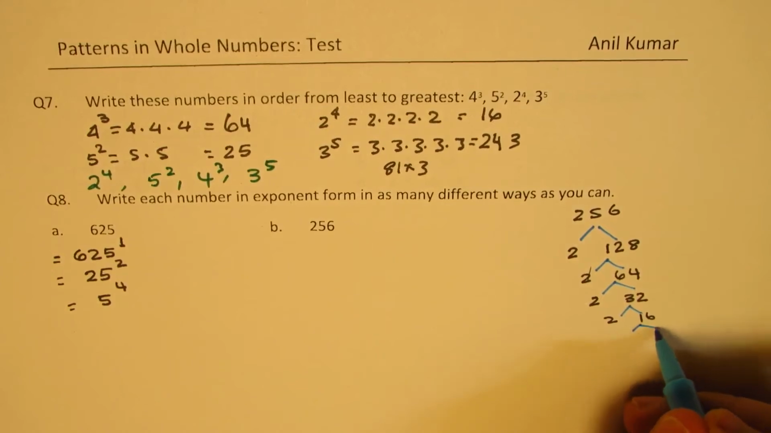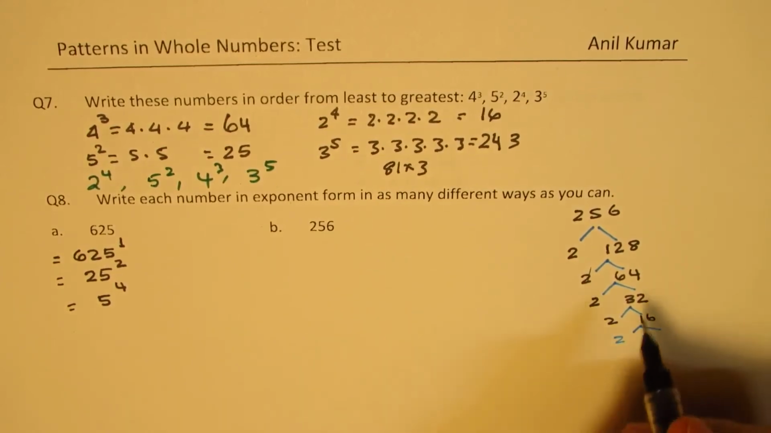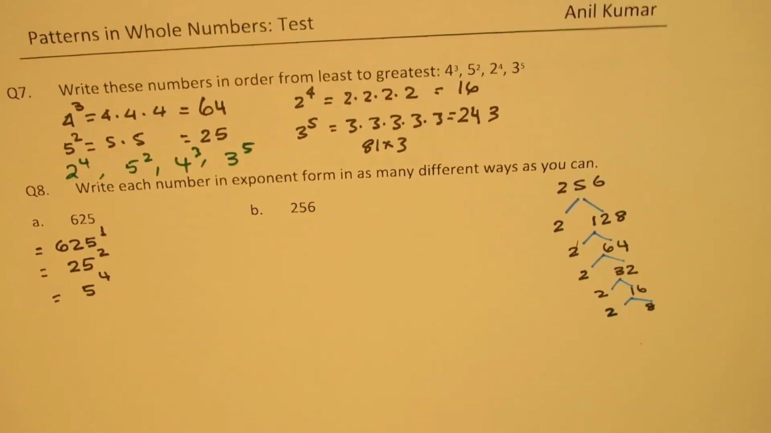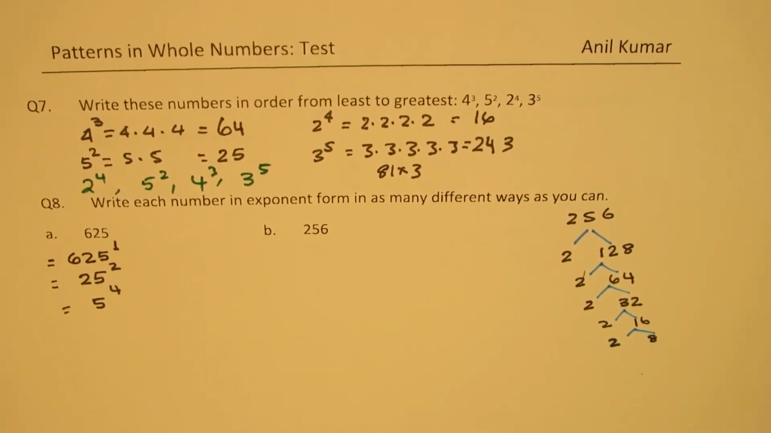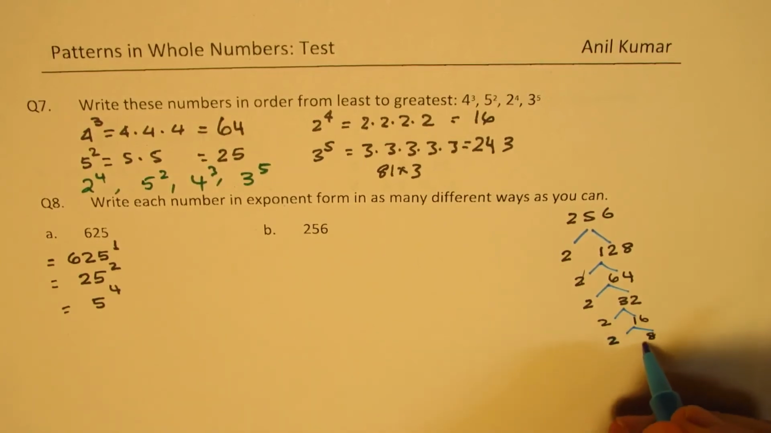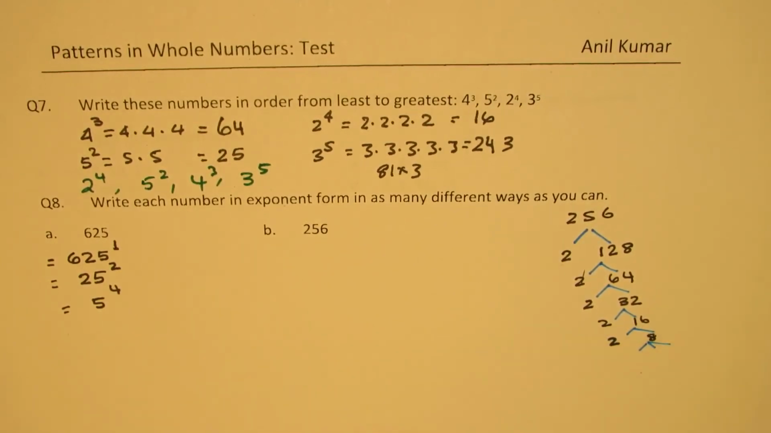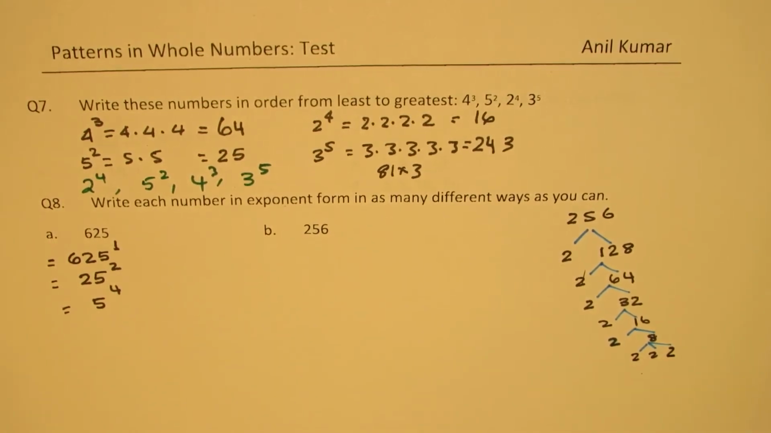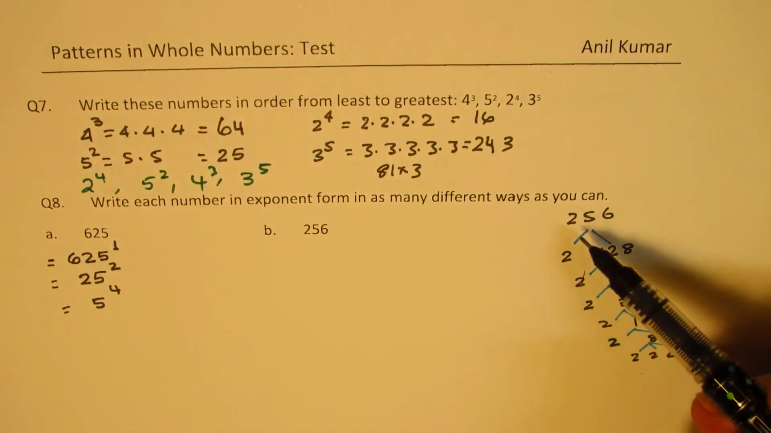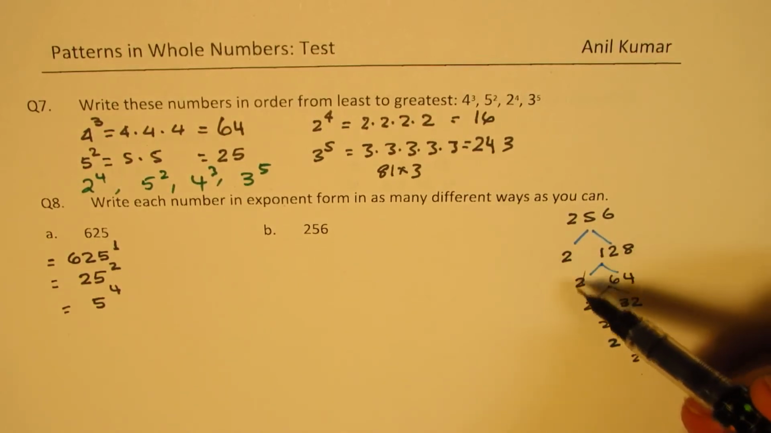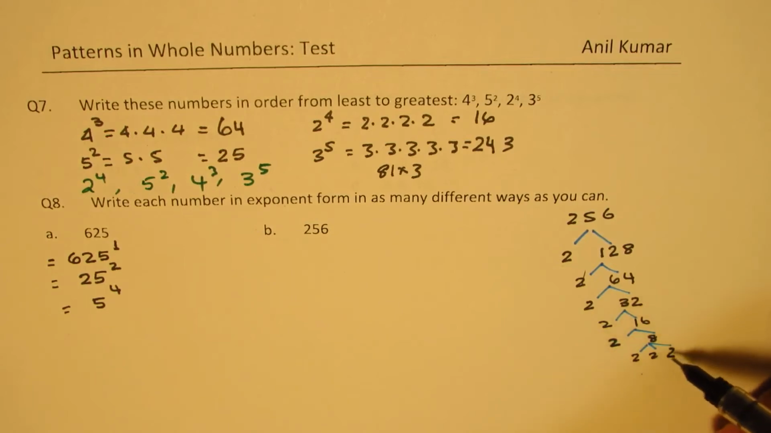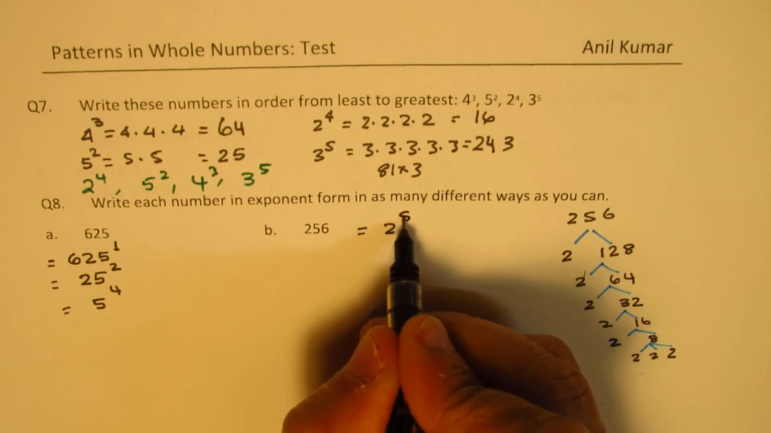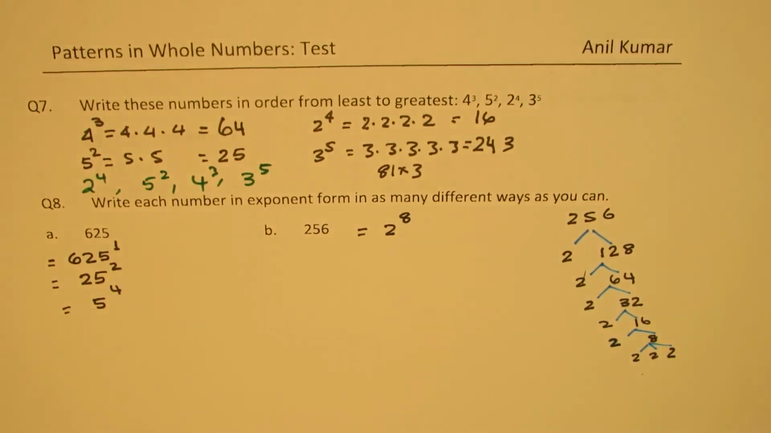And as far as 16 goes, it is 2 times 8. 8 is written as 2 times 2 times 2, correct? So we have so many 2's. When they multiply, we get 256. Let's count: 1, 2, 3, 4, 5, 6, 7, 8. So 256 is 2 to the power of 8, as you've just seen. Correct?